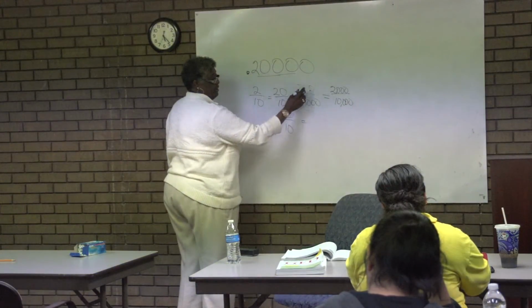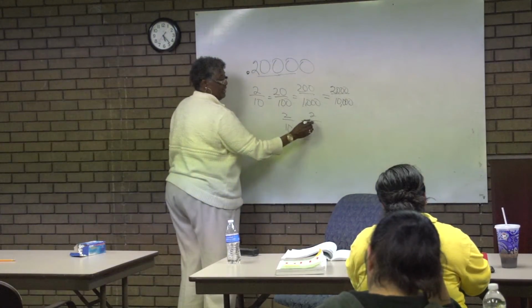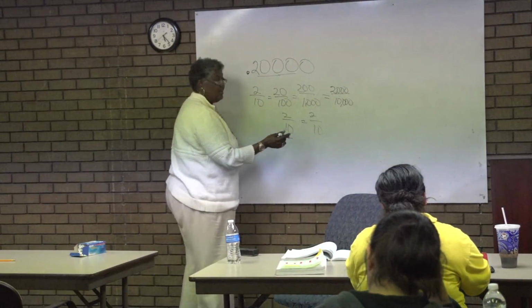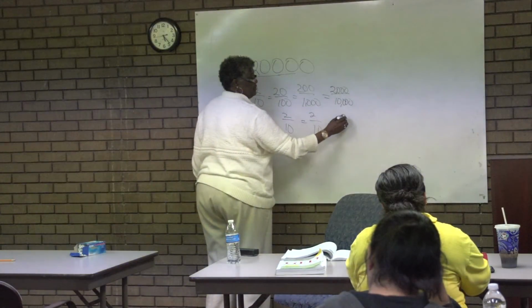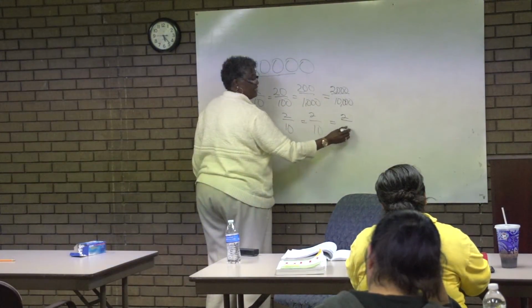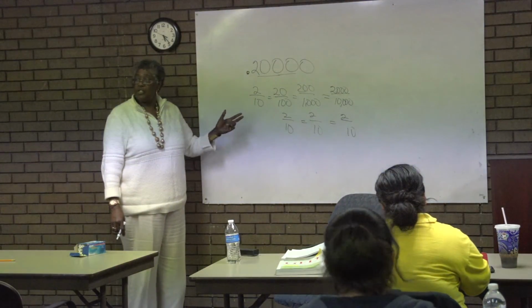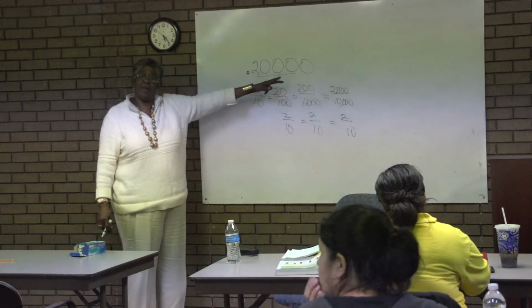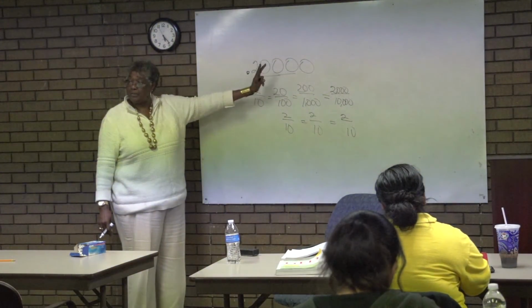100 will go into both of those. 100 will go into 200 2 times. 100 goes into 1,000 10 times, you see? 1,000 will go into both of those. 1,000 will go into 2,000 2 times. 1,000 will go into 10,000 10 times. They all equal 2 tenths. So you can add as many zeros as you want to the end of a decimal, and you have not changed the value of that, okay?